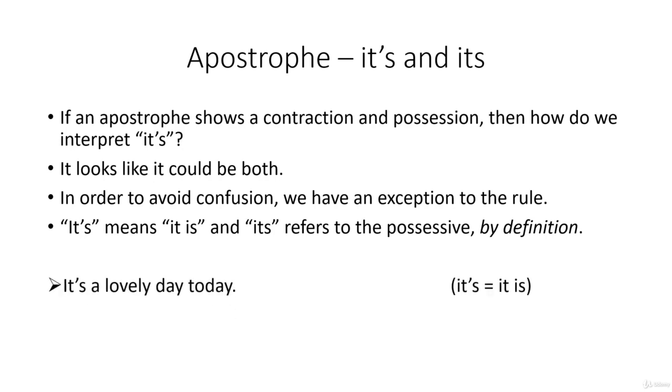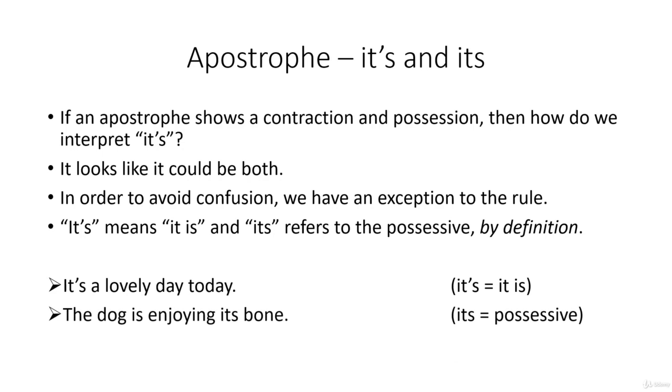So it's a lovely day today. It's with an apostrophe, meaning it is. So the long version here, it is a lovely day today. The dog is enjoying its bone. There's no apostrophe here, and so we mean the possessive. Again, it's just an exception, and it's defined to be the way it is to avoid confusion.